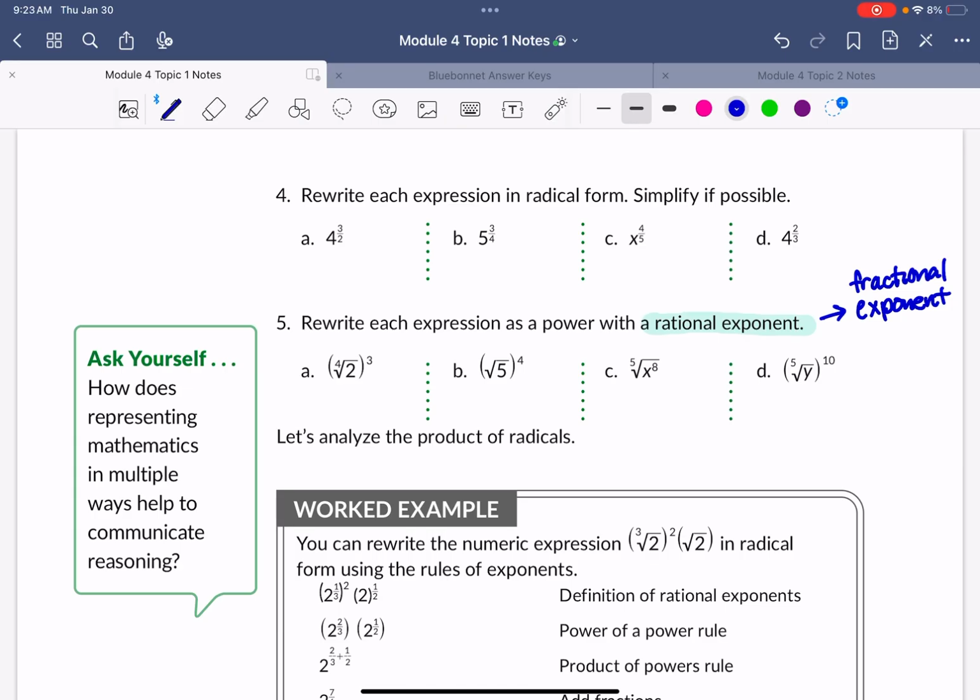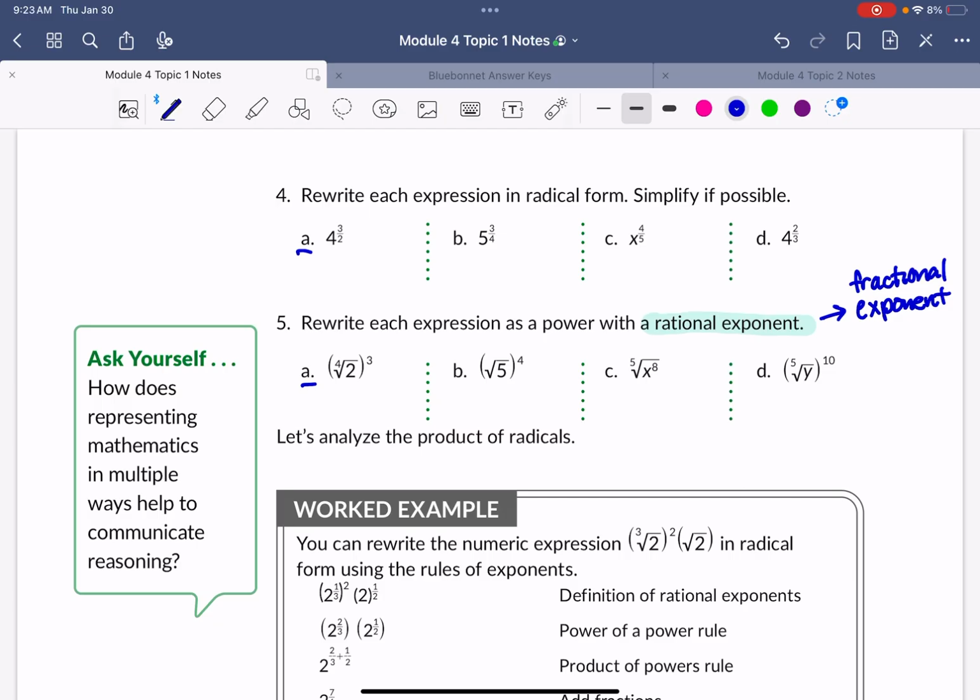So it wants you to have a power, right? Don't forget what a power is. A power means you need a base and an exponent. Just this time your exponents are going to be fractions. So I will do A for both of these with you. And then I want you to do B, C, and D. Once you're done doing B, C, and D, go check the notebook and Canvas and you'll see the answers there to make sure that you did it correctly.